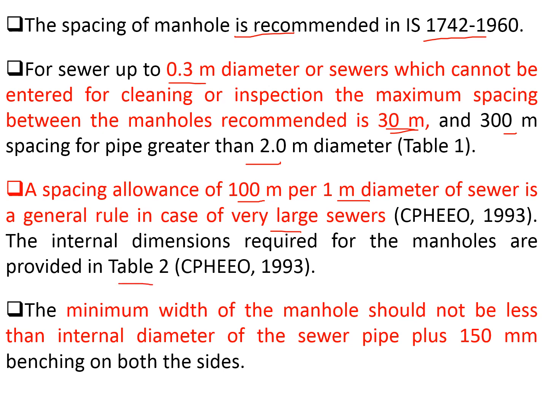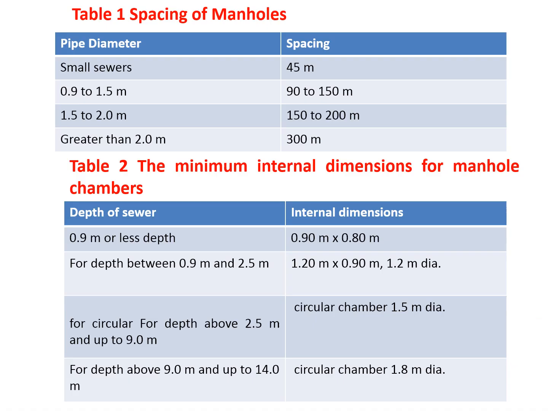So I will discuss this table. The minimum width of the manhole should not be less than the internal diameter of the sewer pipe plus 150 mm benching on both sides. Here these are the spacings of manholes: for small sewers 45 meter spacing, for 0.9 to 1.5 it is 90 to 150 meter, for 1.5 to 2 meter it is 150 to 200 meter spacing, and for greater than 2 meter the spacing is 300 meter. The minimum internal dimensions for manhole chambers depend upon the depth of sewers.